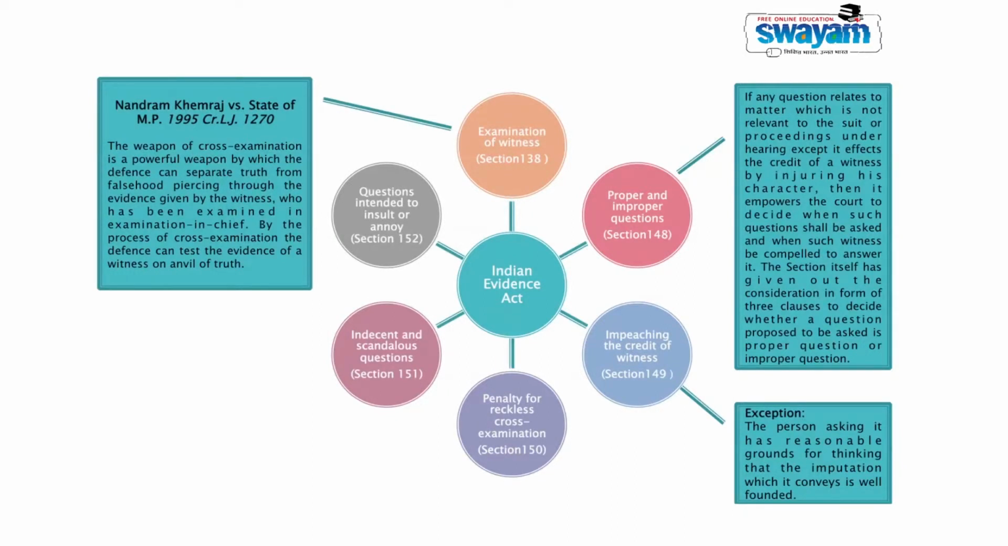By the process of cross examination, the defense can test the evidence of a witness on the anvil of truth. So, as I was describing in Nandaram Khemraj versus State of MP, the court held that by the process of cross examination, the defense can test the evidence of a witness on the anvil of truth. But there are certain exceptions, where cross examination is not possible, then the previous deposition of a witness can be considered relevant in subsequent proceedings.